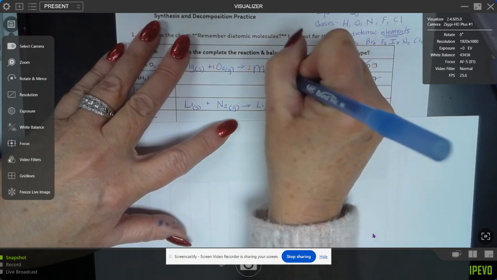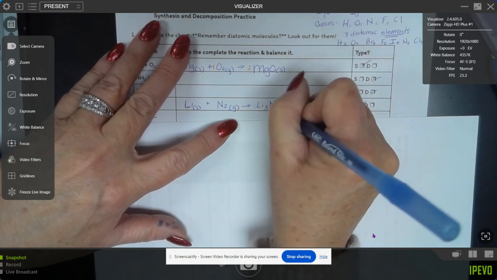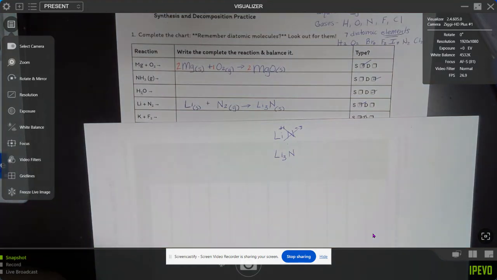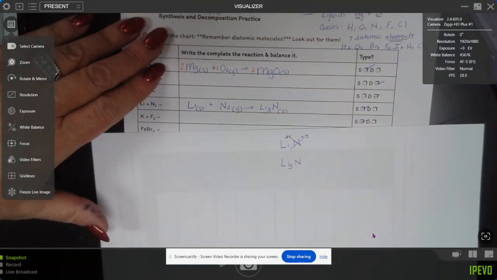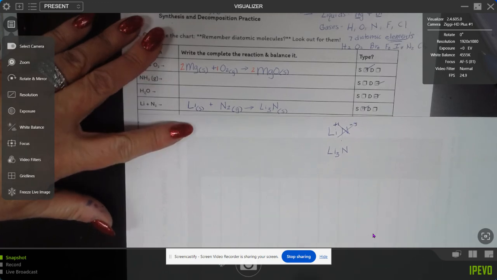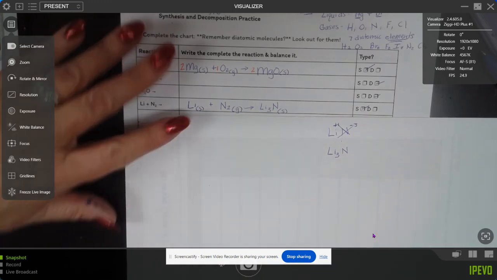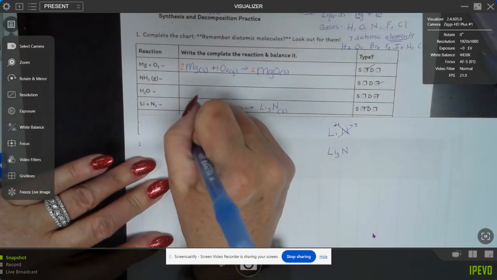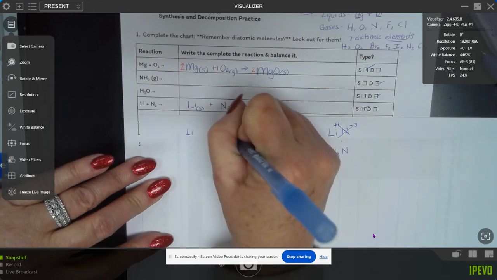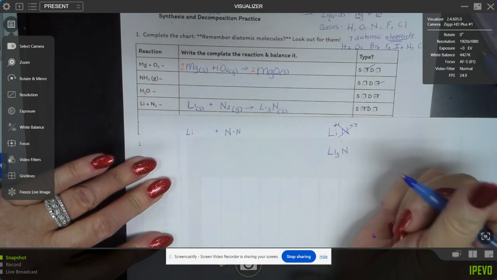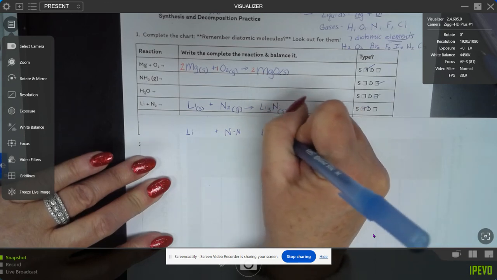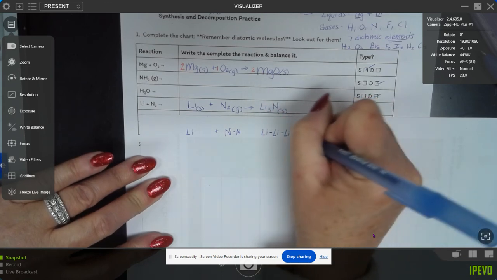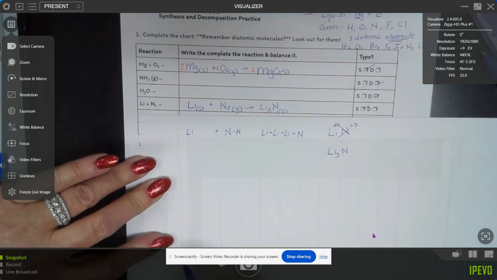Now, remember, I guess I didn't say this, but all ionic compounds, when we do this, are going to be solids for right now. So let's go ahead and try to balance this. I'm going to do the same thing I did for that last one. So I've got a lithium plus 2 nitrogens connected, and then I have 3 lithiums connected to a nitrogen.